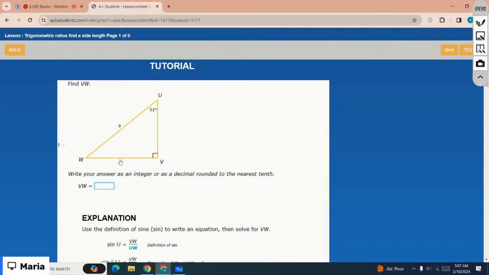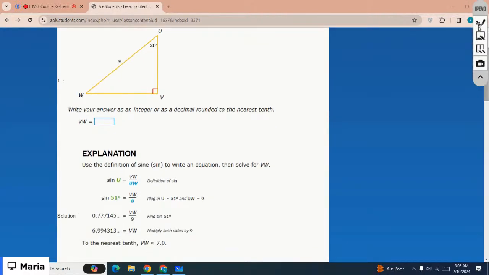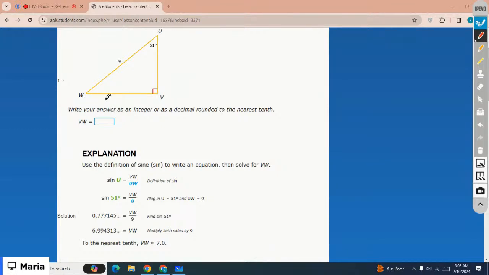You are given two of the angles and one of the side lengths, right? So you can find the third angle. You have to find VW, right? So for this angle, you can find sine 51, because sine 51 equals VW divided by 9. So VW equals sine 51 times 9. You have to multiply it by the 9 and the value is 6.99. That means this side length is around 7.